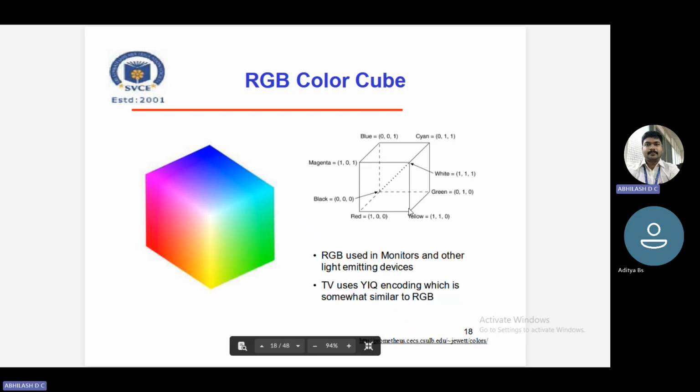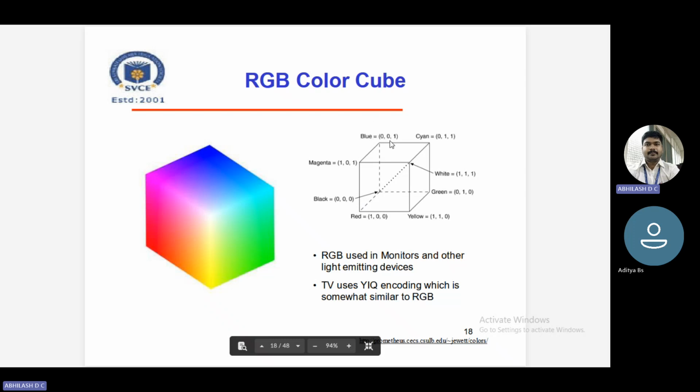And here red plus green, R and G are highlighted. So here we get the yellow, and on the other side we have the green here, that is 0, 1, 0. And on the top we have cyan. I told you that green and blue will give me the cyan color. So 0 components of red, G is 1, blue is 1. So I'm getting the color cyan.